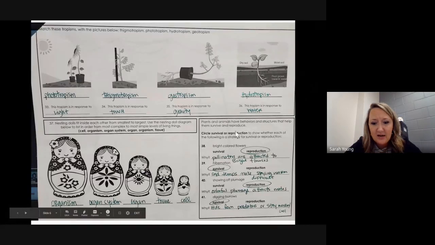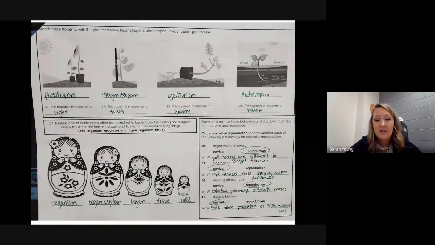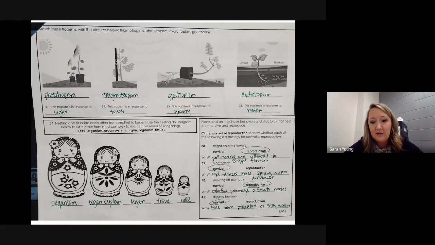Over on the right side, we've got several different behaviors and structures on animals that we kind of briefly covered in our genetics notes that help them either survive or reproduce. So the first one is bright colored flowers. Bright colored flowers help plants be able to reproduce because pollinators are attracted to bright flowers. And in order to reproduce, several types of plants need pollinators to move their pollen, right? The male reproductive cell to the female reproductive flower.